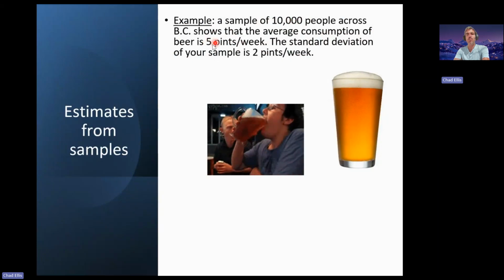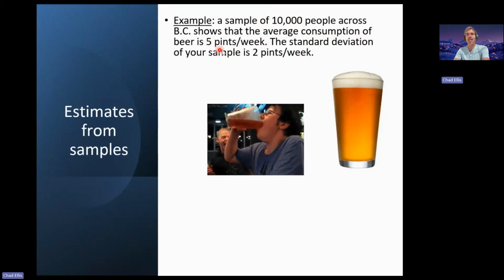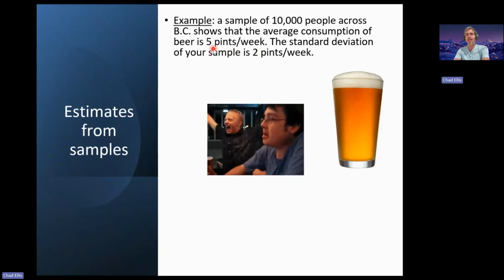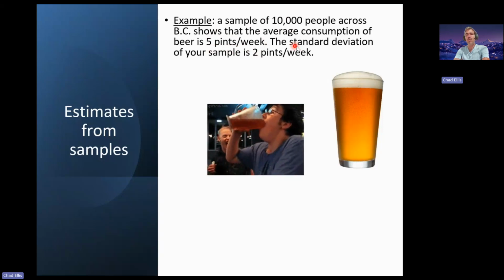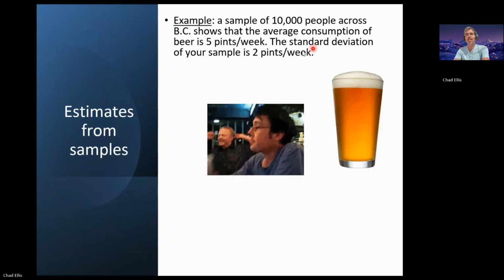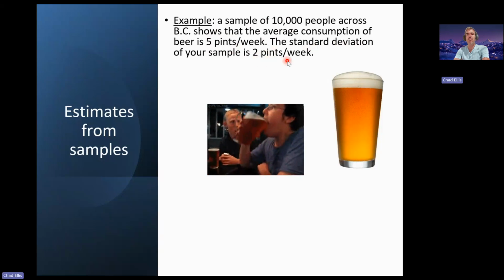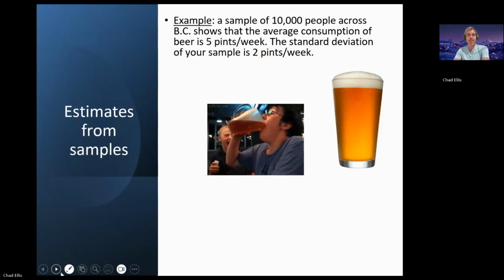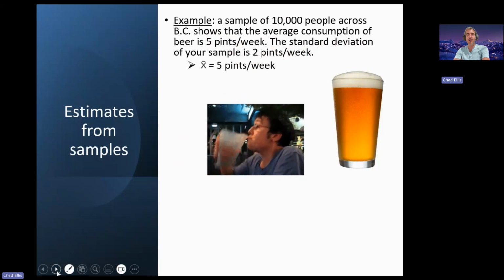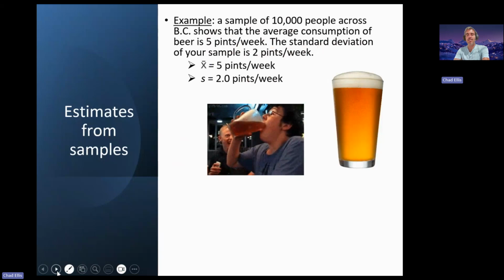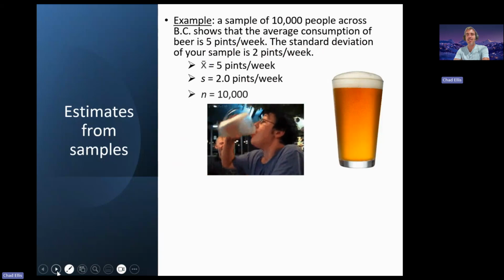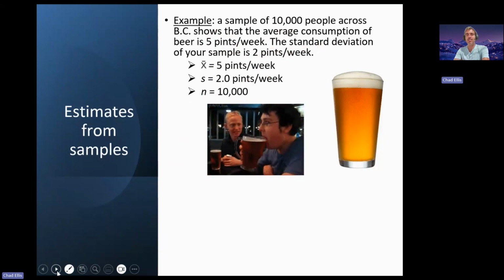And we go out and we survey 10,000 people, and we get the result back that on average, we have a mean consumption of 5 pints per week. We also, from our sample, get a standard deviation of 2 pints per week. So there's our data right there. Our sample mean is 5 pints per week, our sample standard deviation is 2 pints per week, and our sample size is 10,000.